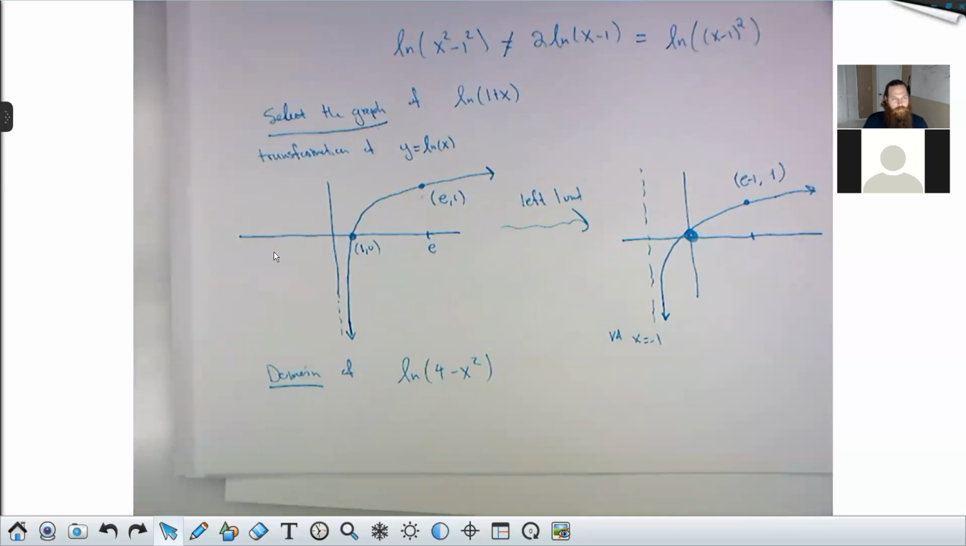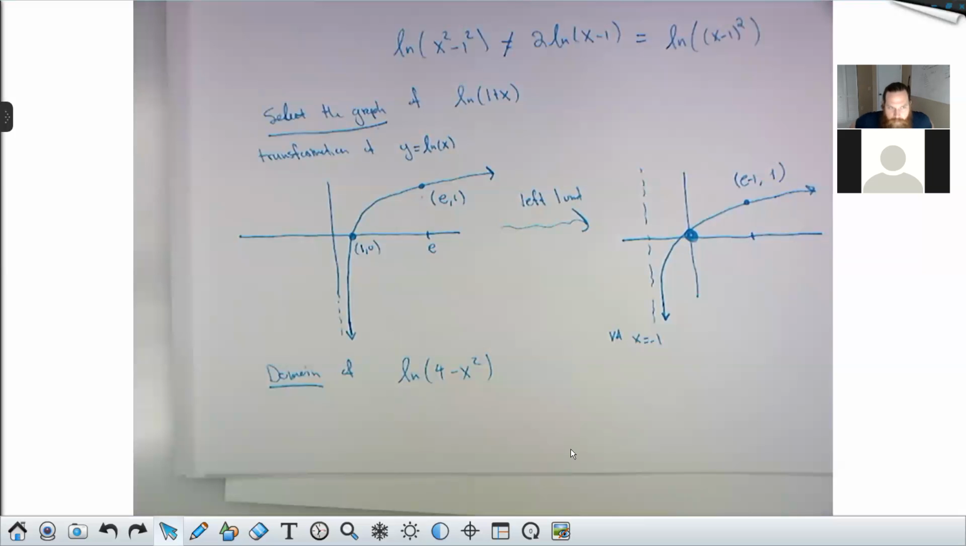Negative infinity to positive infinity, which would have been correct. That would have been e plus 1. Ronald, did you just answer the domain here? I said at first negative infinity to positive infinity, but I'm not sure if there's a vertical asymptote.